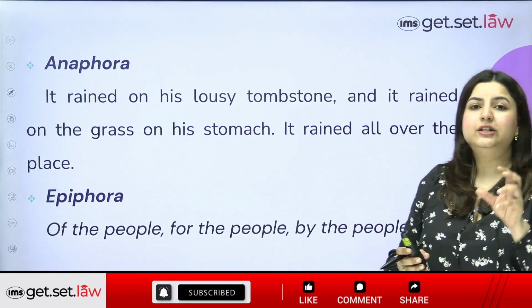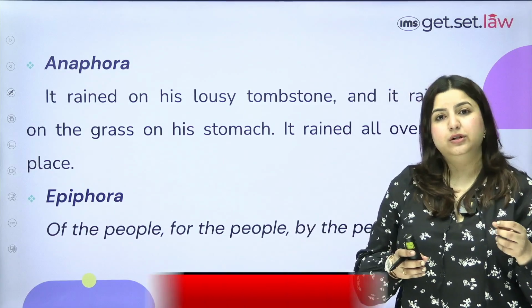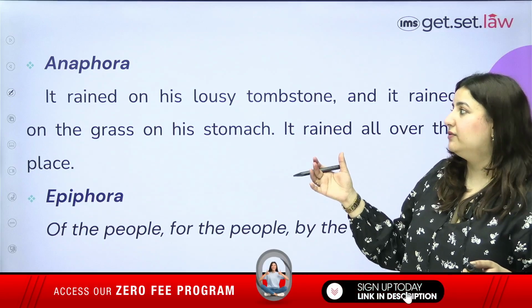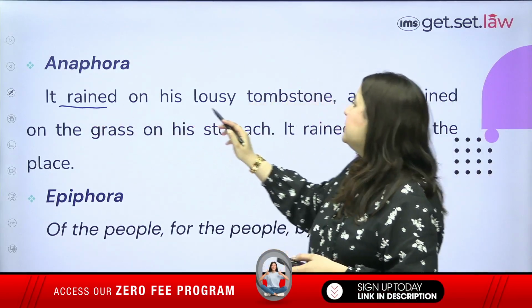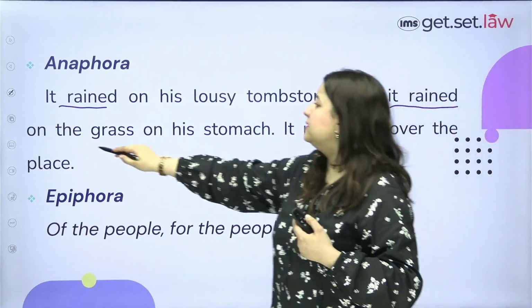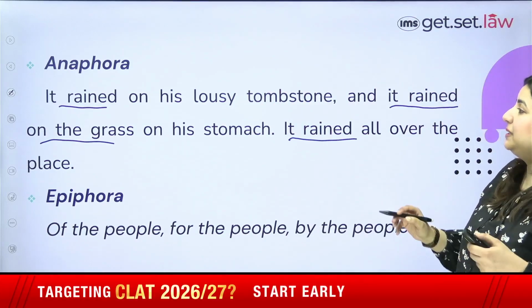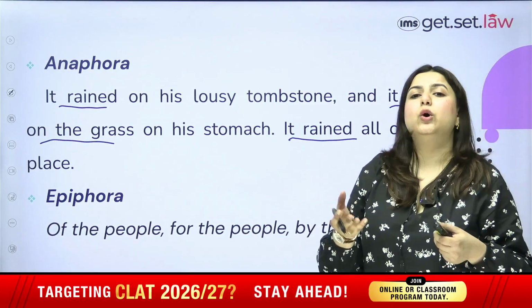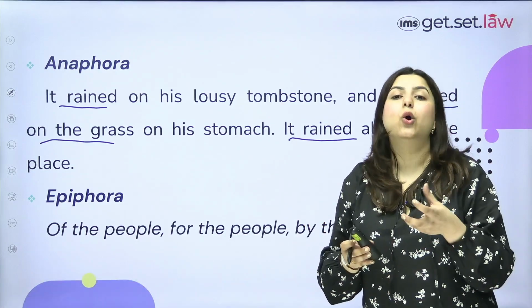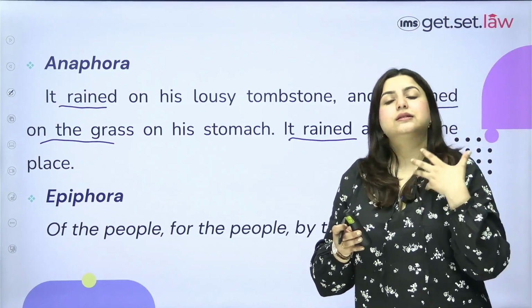Anaphora is a literary device in which the initial words or phrases are the same for every successive clause. For example, it rained on his lousy tombstone, and do you see how "it rained" is also repeated in the second clause, and similarly it rained all over the place. So very easy to identify what anaphora as a figure of speech is. Another example is I came, I saw, I conquered. Do you see how I is being repeated in all the clauses? So this is an anaphora.